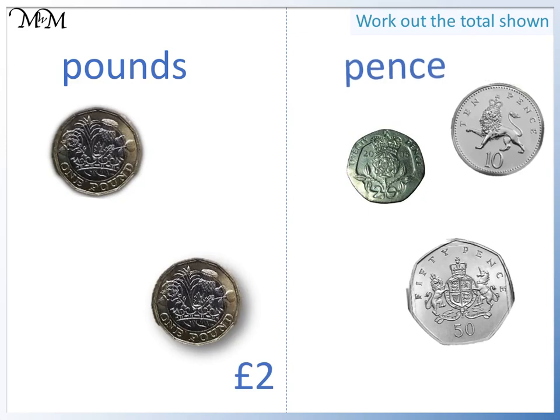Now we'll count the pence. 50 plus 20 equals 70p, plus 10 equals 80p. So we have £2 and 80 pence, which we write as £2.80.